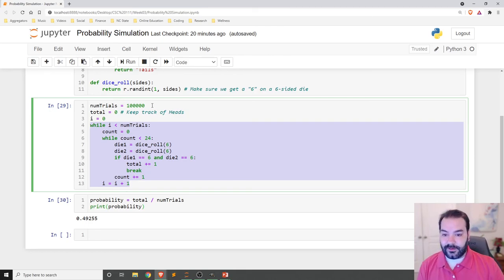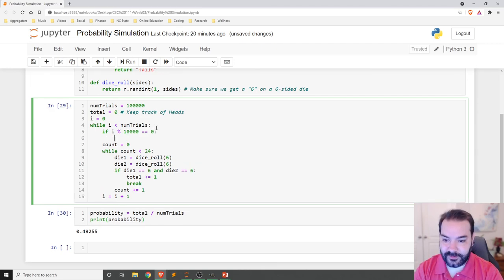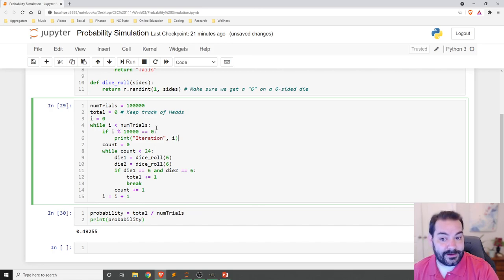So again, if we ran through and just, let's see. Now I'm just going to do a little bit of printing, and this is mostly just to add some visualizations for our sake. If I modulo 10,000 is equal to 0, effectively, every time we hit 10,000 iterations, print iteration. I like to do this when I have to deal with long simulations, because it just tells me how far along I am. So in this case, we run it again.